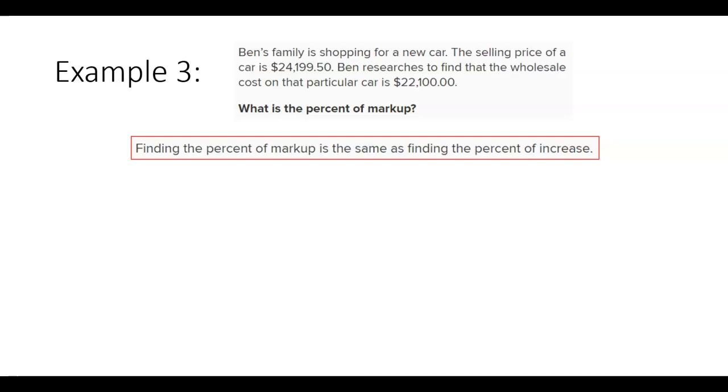Now the nice thing is that the percent of markup is the same as finding the percent of increase. So remember that to find this, we have the difference over the original. So if you want to follow along in your books on page 85 and 86, again, I'm going to show it a little bit differently than they do in the text. You can read that example if you would like, but we're just going to do this the same as a percent of increase problem. So for percent of markup or percent of increase, our first step is to find the difference in the two prices.